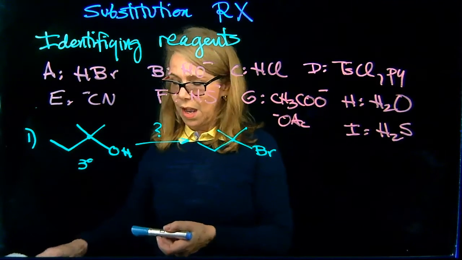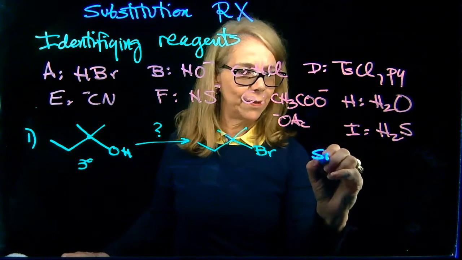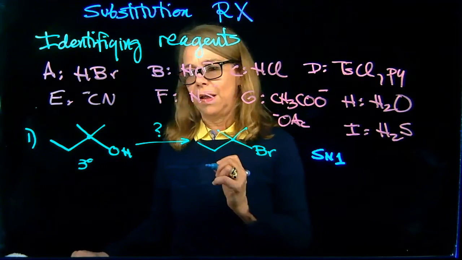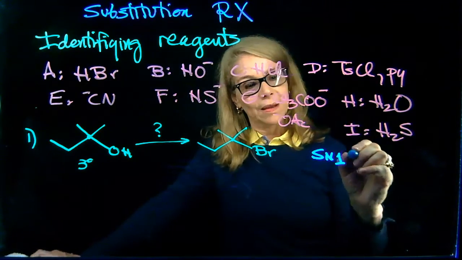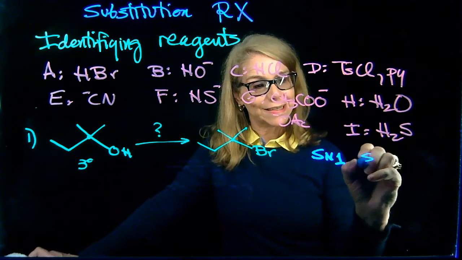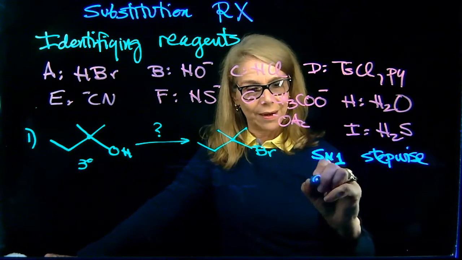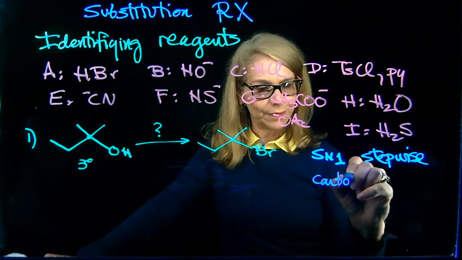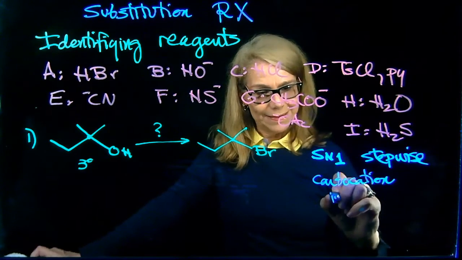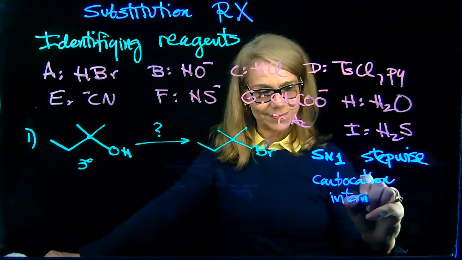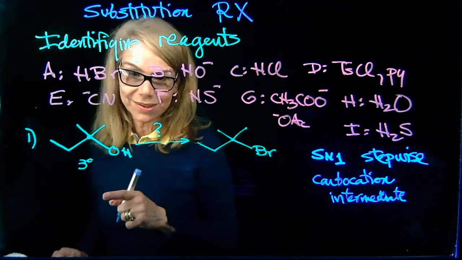Tertiary substrates tend to react via SN1 reactions. Now, via SN1, this reaction proceeds stepwise through a carbon-cation intermediate. So now we know the intermediate. We know that OH is a bad leaving group.